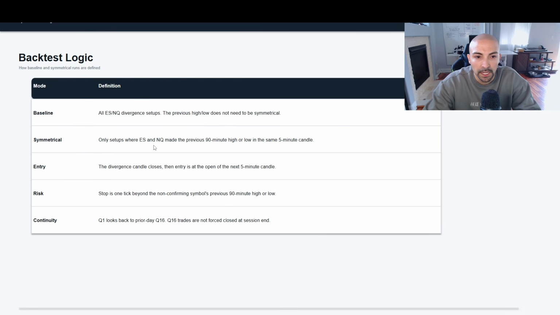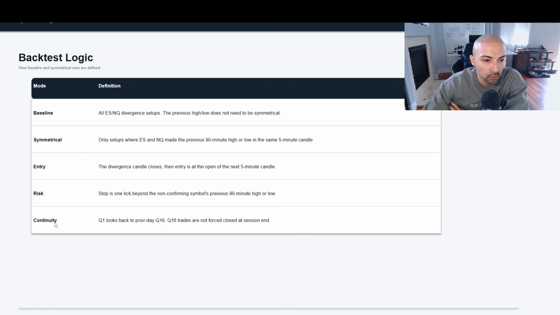Symmetrical are only setups where ES and NQ made the previous 90-minute high or low in the same 5 minute candle. Entry is the divergence candle closes, then the entry is opened on the next 5 minute candle, and the risk stop is about 1 tick below the non-conforming symbol's previous 90-minute high or low. So whatever asset didn't take the previous high or low is the one that we're trading. I guess you can call it the failure swing asset.